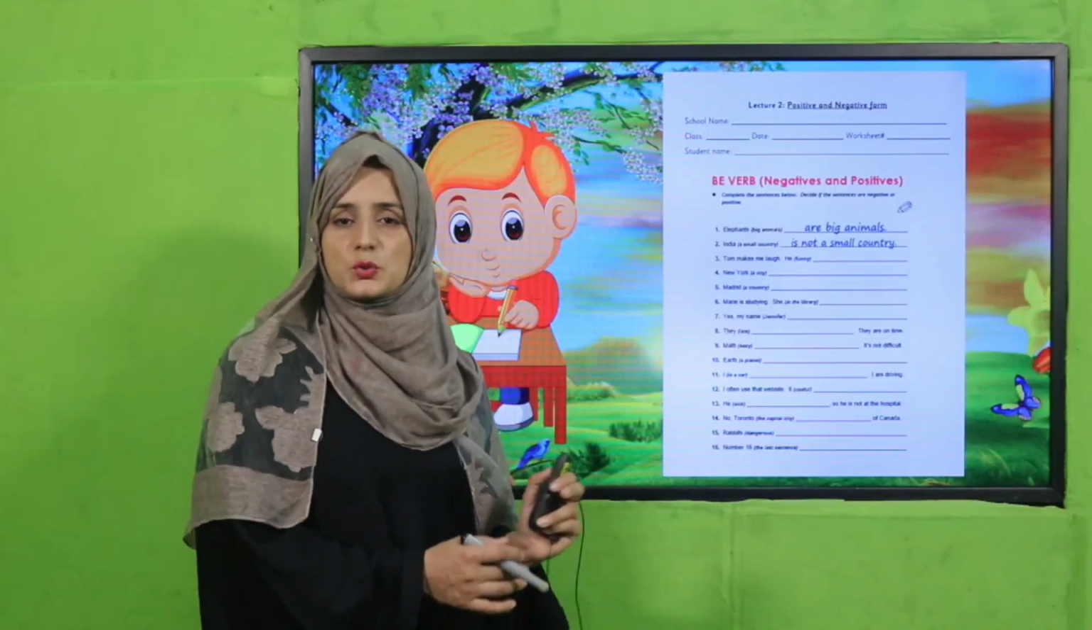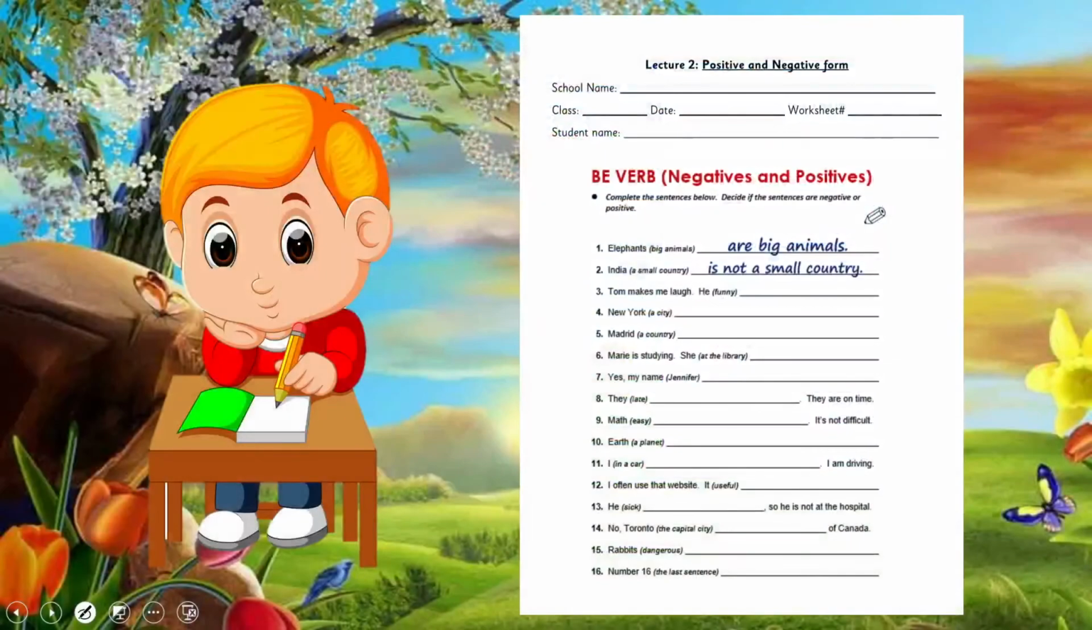Yes, my dear teacher, this is the worksheet. The worksheet link is given below. You should click it and provide it to students in printed form so that we can see how students can change be verbs into negatives and positives. Then we will judge that. You will perform this worksheet in your class.